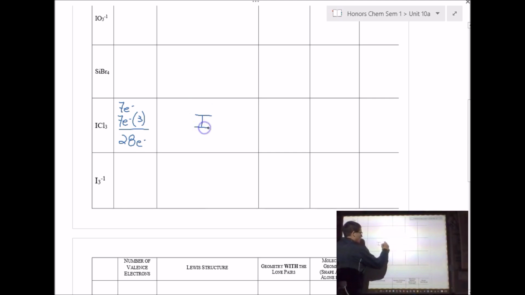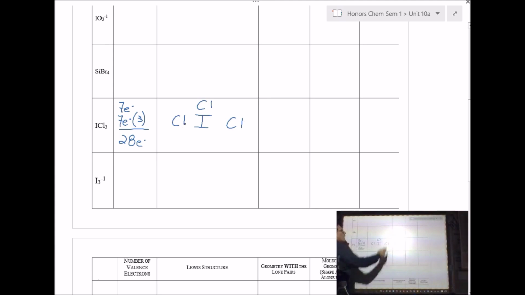All right, so ICl3. Let's get our total number of electrons. Iodine has 7 electrons. Each chlorine has 7, but there are 3 of those. 28. Good. And who's going to be my central atom here? Iodine, since it's our one and only. And then I'll put the chlorines around it.